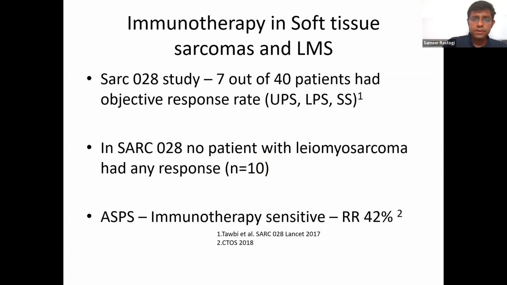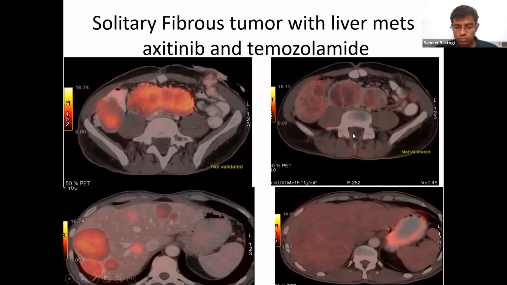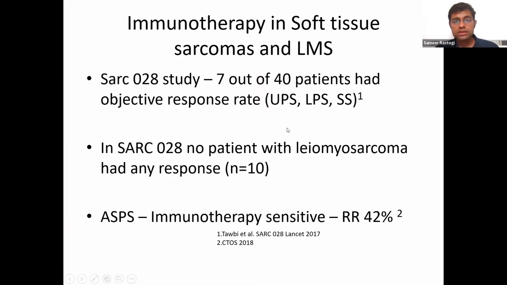What about immunotherapy? We always say that immunotherapy is very promising. So let me tell you, it's not that promising, but in a fraction of patients, again, it can be a boom. The initial study started in 2017. They took 40 patients, 10 each for UPS, liposarcoma, leiomyosarcoma, and synovial sarcoma. The majority of responses were in the UPS arm, undifferentiated pleomorphic sarcoma, while in liposarcoma, 2 responses were there.